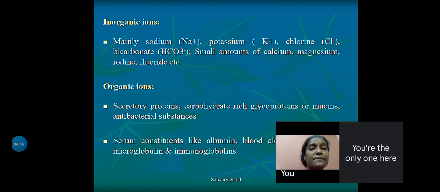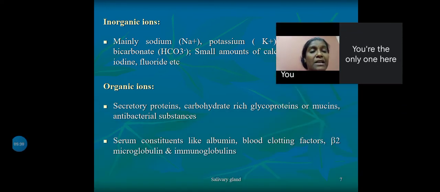Organic components: secretory proteins, carbohydrate-rich glycoproteins or mucins, and antibacterial substances. As I already told you, secretions are basically a type of protein. So secretory proteins are carbohydrate-rich glycoproteins, especially if it is a mucus secretion, and antibacterial substances, such as in serous secretion, which is watery in nature and usually confers antibacterial properties. Serum constituents like albumin, blood clotting factors, beta 2 microglobulin, and immunoglobulins are also present.